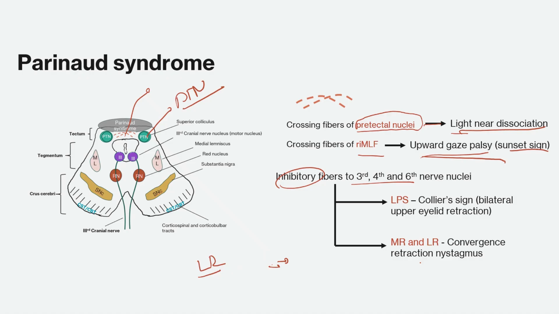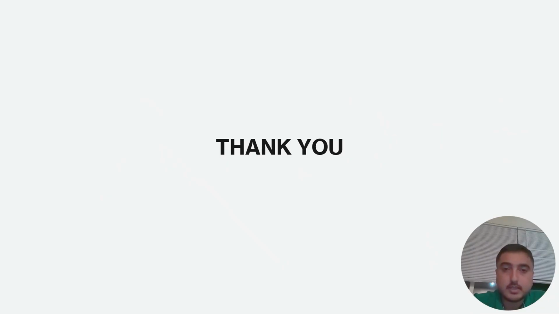So in Parinaud syndrome, we basically have these four things: the light near dissociation, upward gaze palsy, Collier's sign, and convergence retraction nystagmus. That's it for this video, guys.